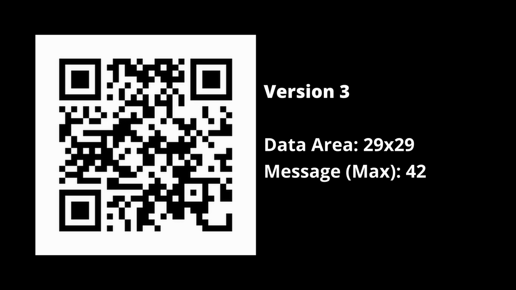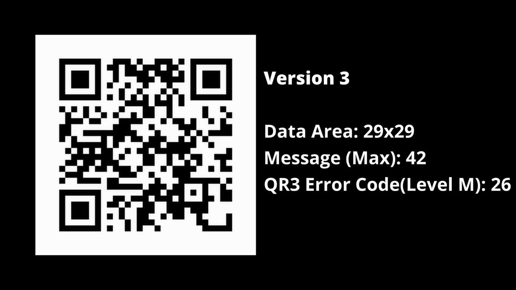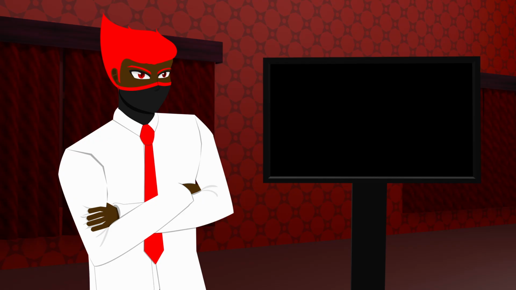A version 3 QR code is 29 by 29 units in area, and can store a maximum of 42 characters, not including the error corrections. My channel link is only 32 characters in length, so 42 will be just adequate. Actually, more than adequate, but yeah.